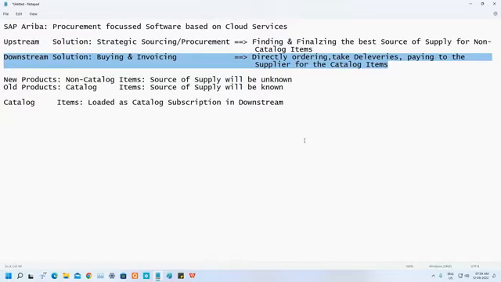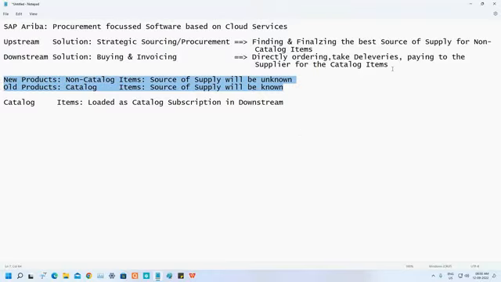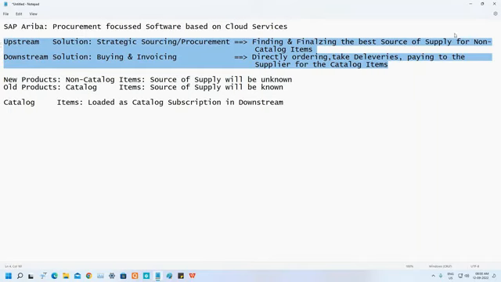So catalog item means what? Source of supply will be known. So source of supply is known means what? We will directly order the product from the supplier, and then the supplier will give us the deliveries. We will take the deliveries and we will pay the supplier. For catalog item, why? Because for them source of supply is known. So this is what we do in upstream as well as in downstream.